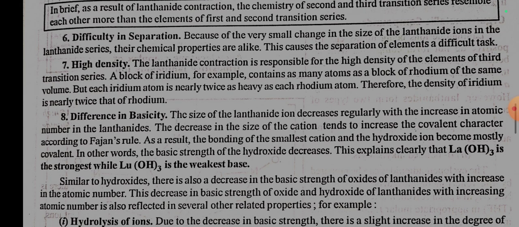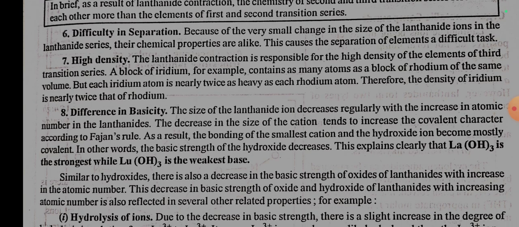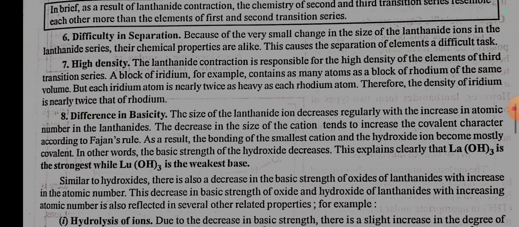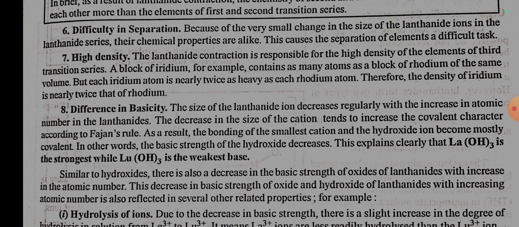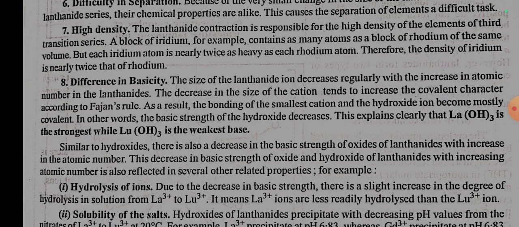Difficulty in separation. Because of the very small change in the size of lanthanide ions in the lanthanide series, their chemical properties are alike. This makes the separation of the elements a difficult task. Number 7, high density. The lanthanide contraction is responsible for the high density of the elements of the third transition series. A block of iridium, for example, contains as many atoms as a block of rhodium of the same volume, but each iridium atom is nearly twice as heavy as each rhodium atom. Therefore, the density of iridium is nearly twice that of rhodium.